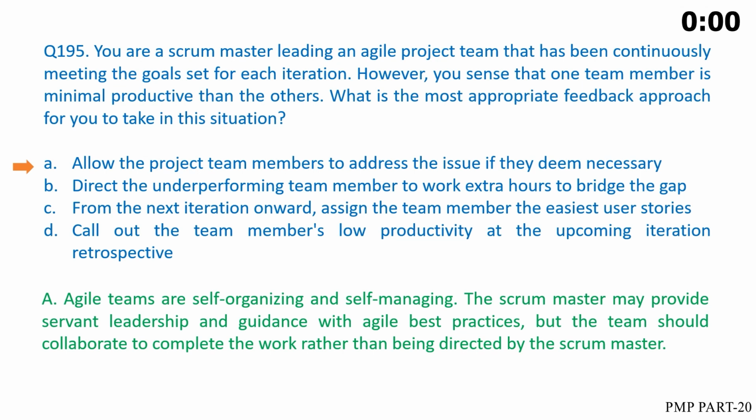The correct answer is A. Agile teams are self-organizing and self-managing. The Scrum Master may provide servant leadership and guidance with Agile best practices, but the team should collaborate to complete the work rather than being directed by the Scrum Master.